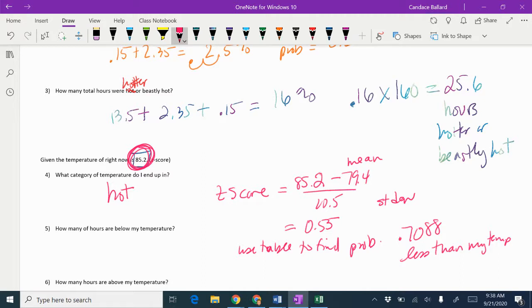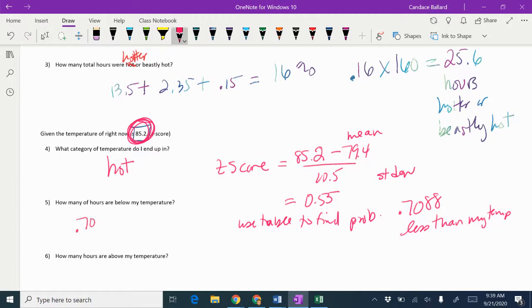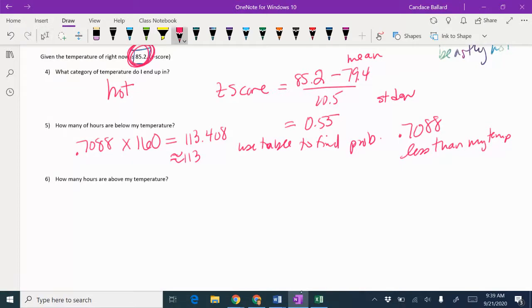What I'm going to do with that number is take that probability and multiply it by the total number of temperatures. When I did that, I got 113.408. It doesn't make sense in this context to have part of an hour, so I'm going to say approximately 113. Those are the number of hours below my temperature. To get the number of hours above my temperature, I would do 160 and subtract the 113, which gets me 47.